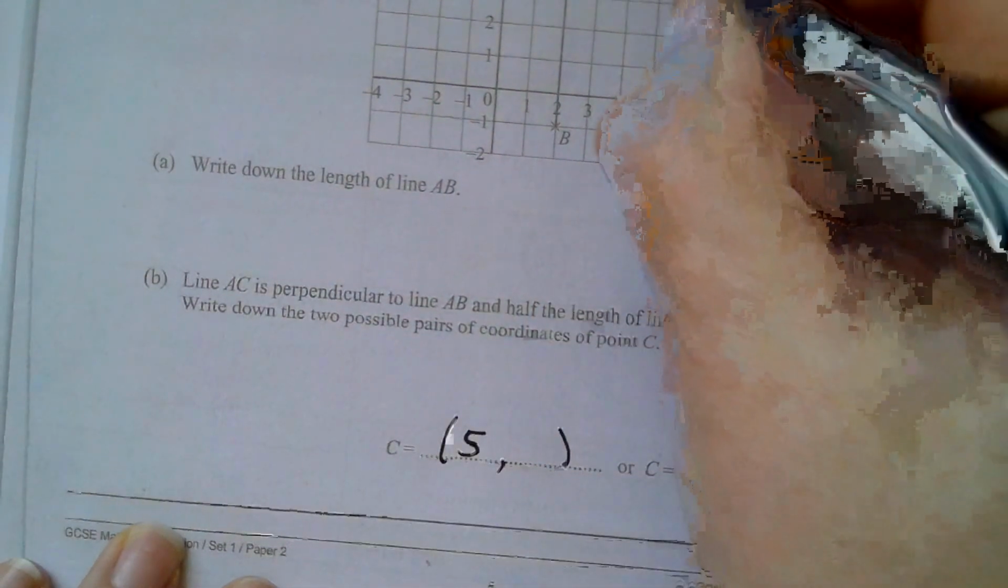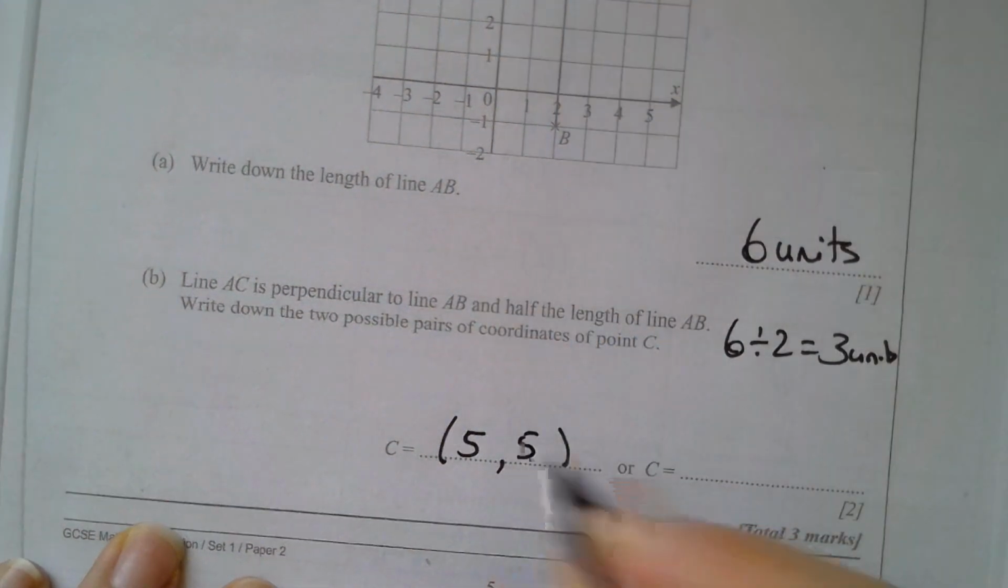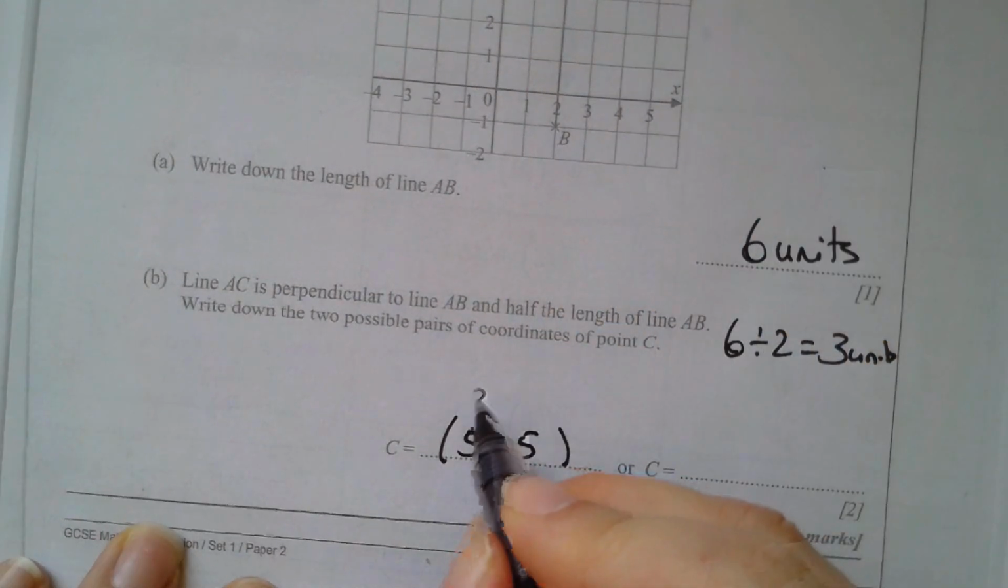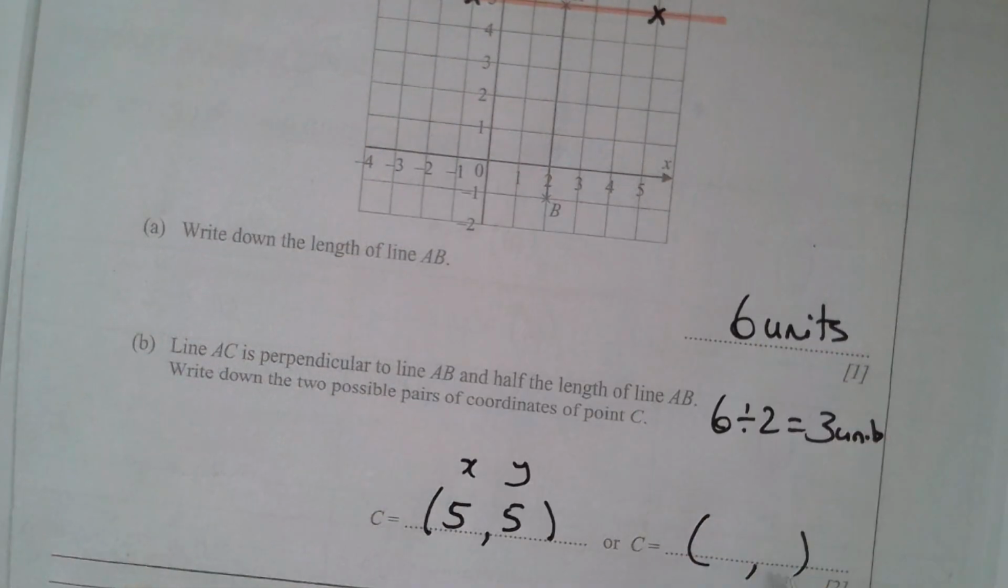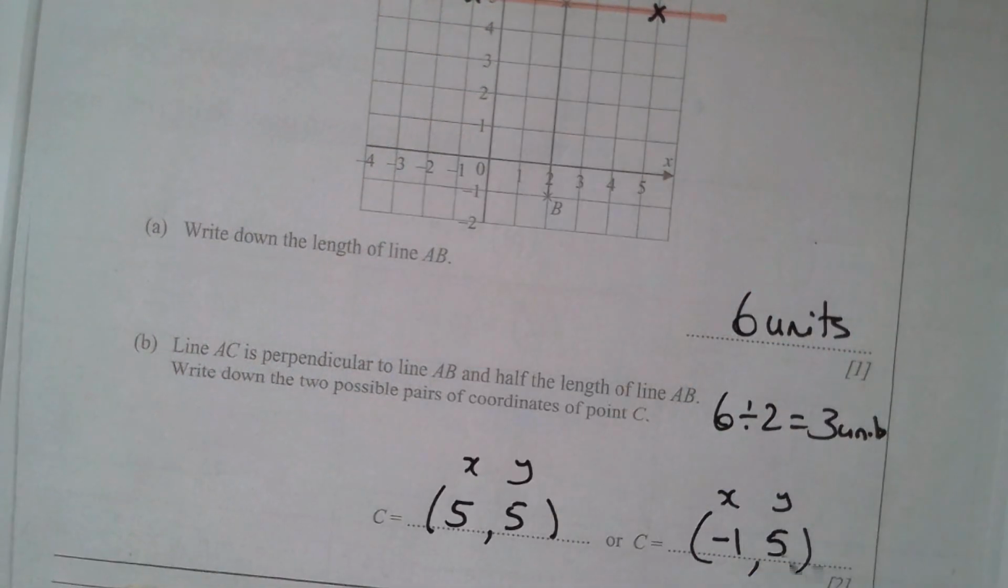This is 5 and 5, that's X and Y here. Again, those brackets and the comma, you will not get the marks if you do not put the brackets in. -1 on the X, make sure that's your X, and your Y is 5.